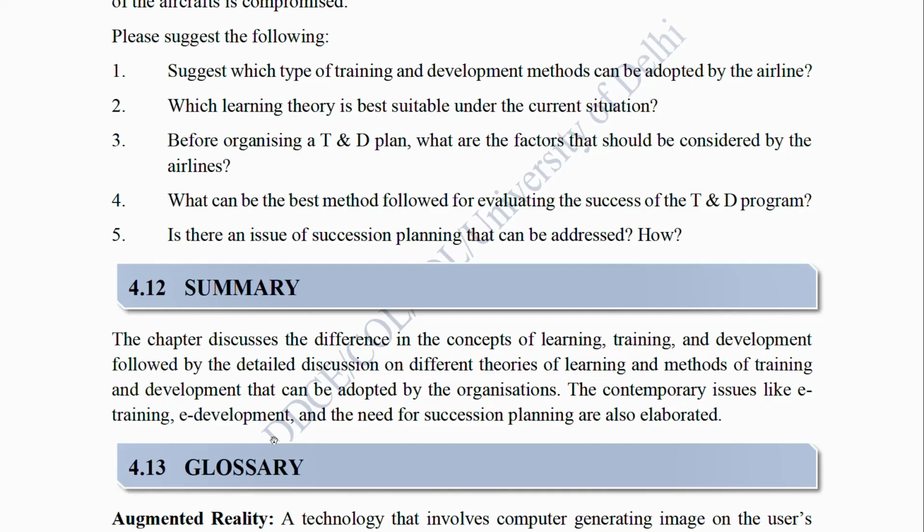4.12 Summary. The chapter discusses the difference in the concepts of learning, training and development, followed by the detailed discussion on different theories of learning and methods of training and development that can be adopted by the organizations. The contemporary issues like e-training, e-development and the need for succession planning are also elaborated.